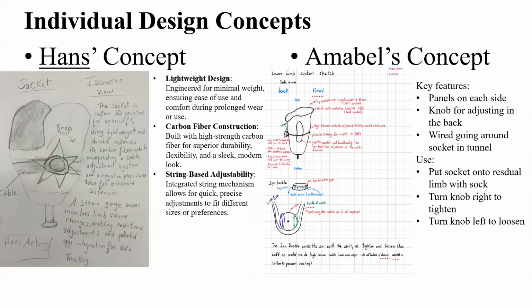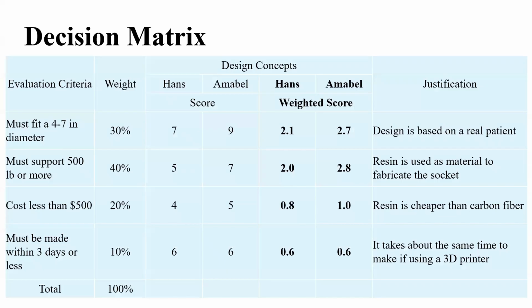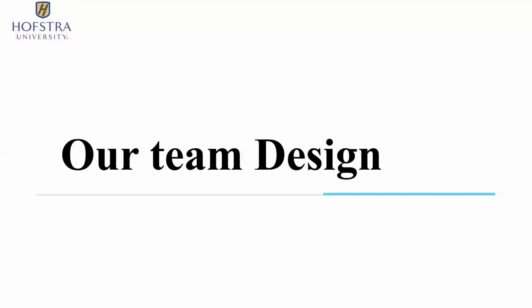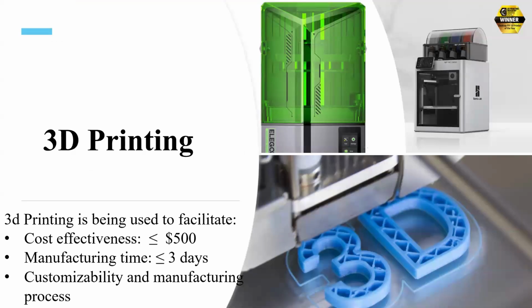So these are our individual design concepts for the sockets. And that's our decision matrix, which tells us why we made the choice. Because we each designed the socket individually at first, and then we had to choose the best specifications and the best features of the socket so we could have the best final design concept. So now let's introduce our team design.